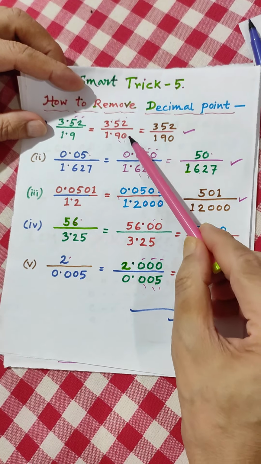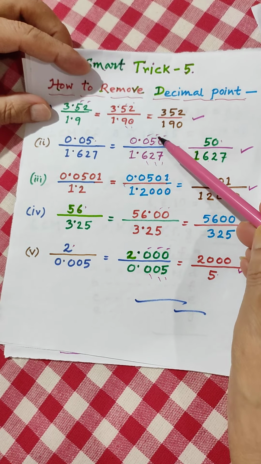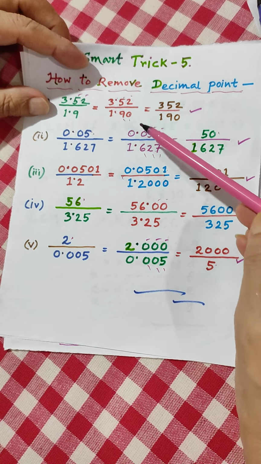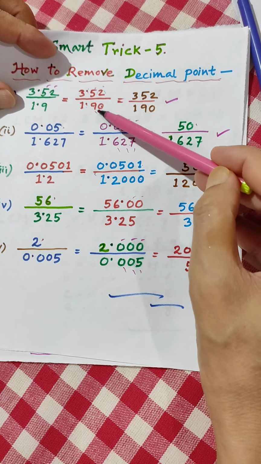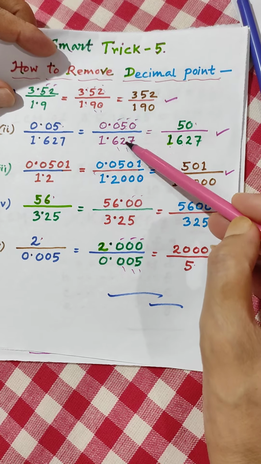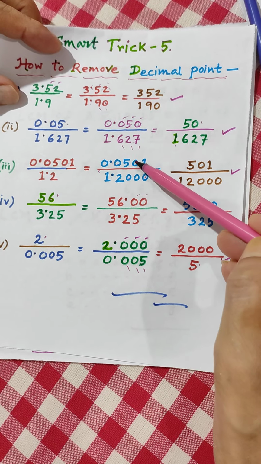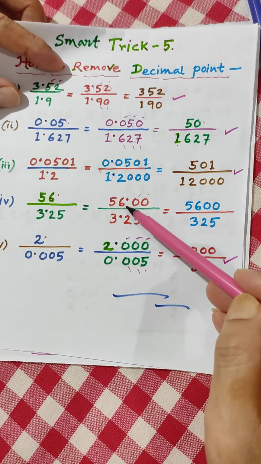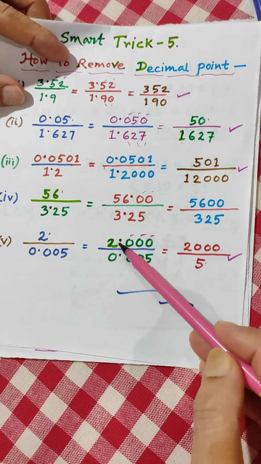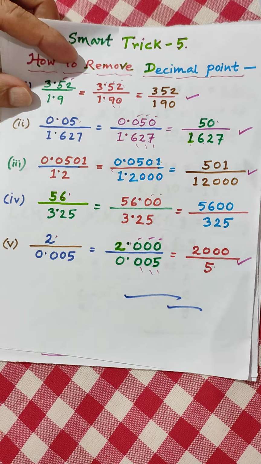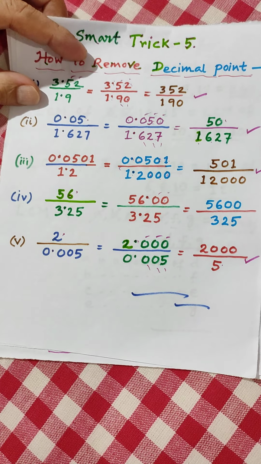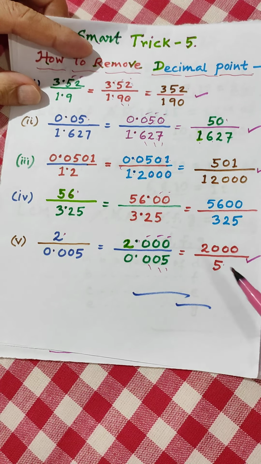In both numerator and denominator, you make the number of digits after the decimal the same. So after the decimal in numerator and denominator 2 digits, then 3 digits, then 4 digits, then 3 digits. After that, simply remove the decimal, forget the decimal, and then you get these numbers.